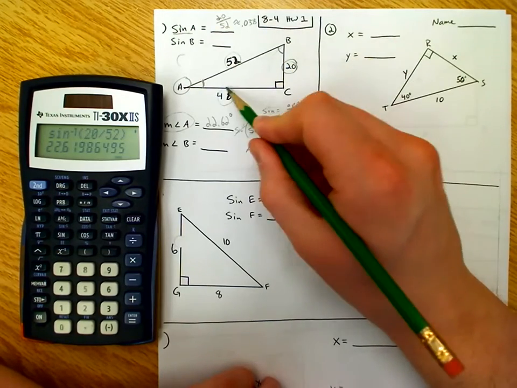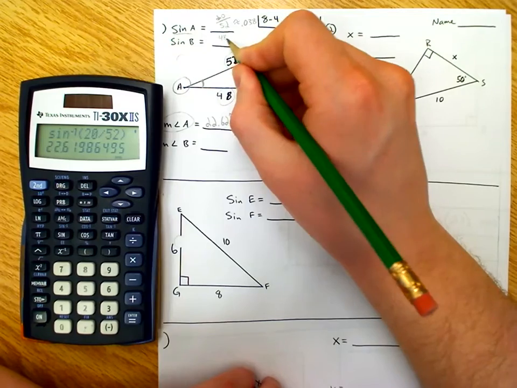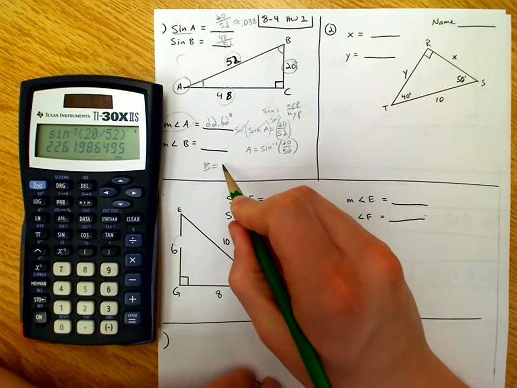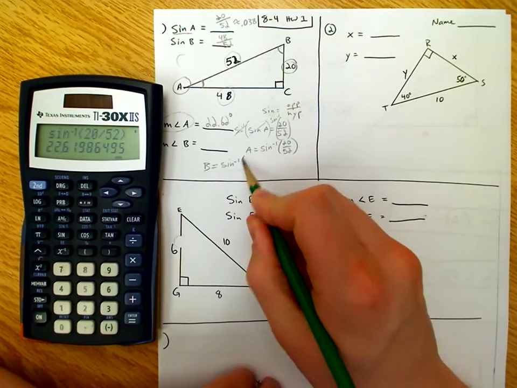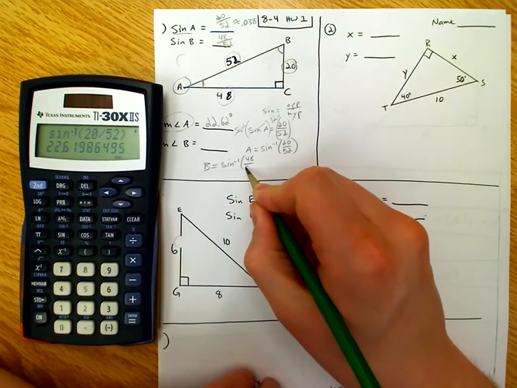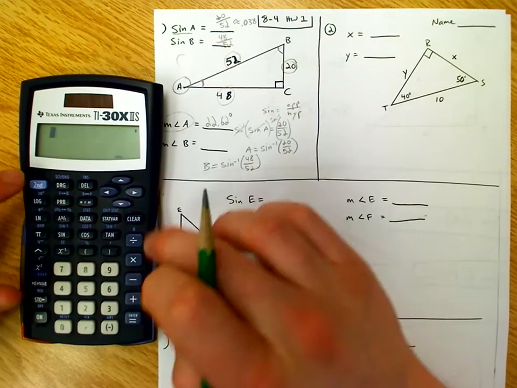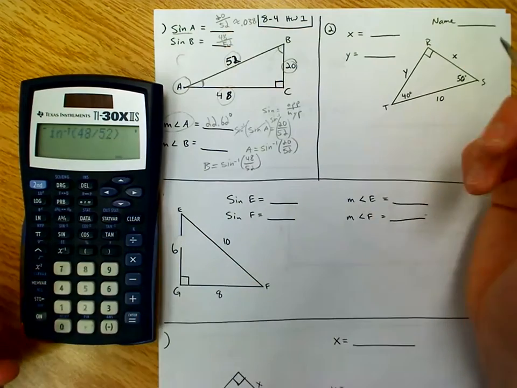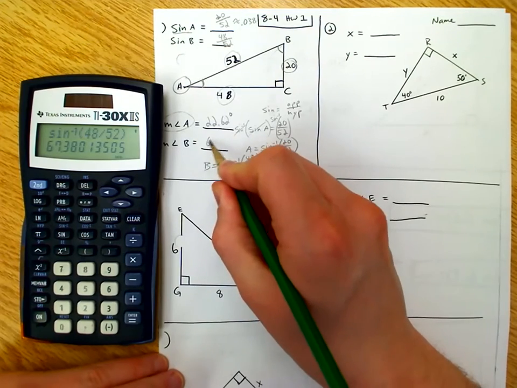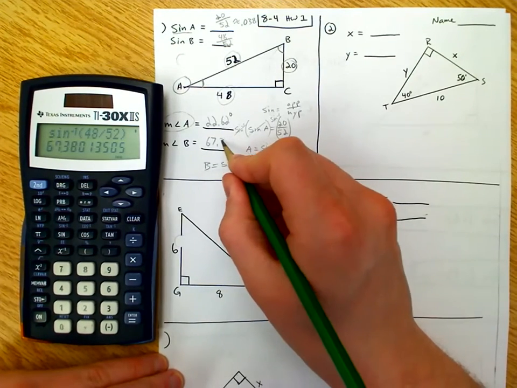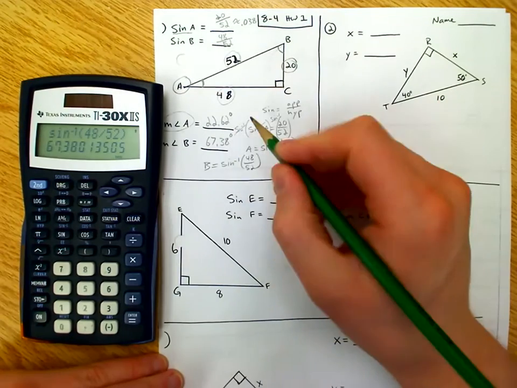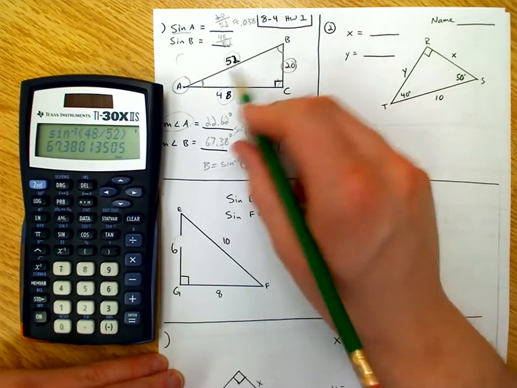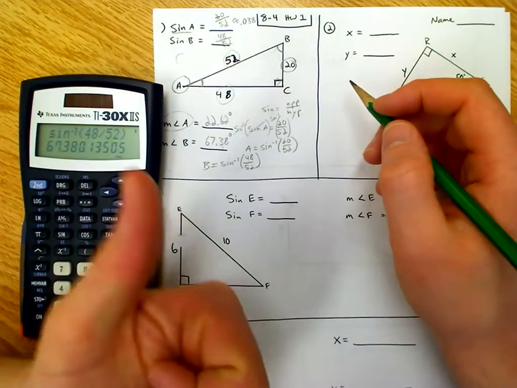All right, let's do the same thing for B. The sine of B, opposite over hypotenuse. So 48 over 52. And B is the inverse sine of 48 over 52. And that gives me 67.38 degrees. Now if I added these two together, I'd get 90. And here's 90 as well, so that would give me 180 in my whole triangle. That's what I'm looking for sure.